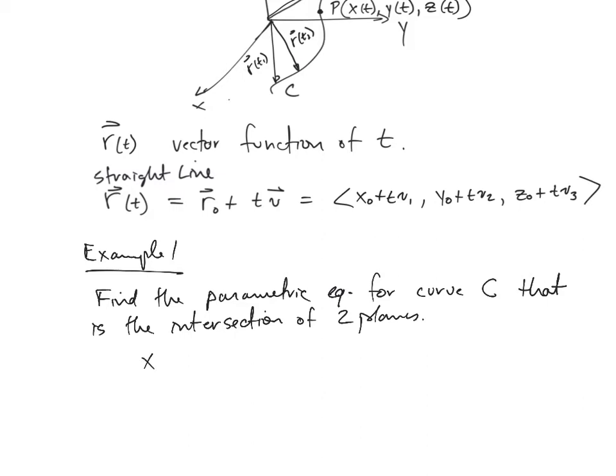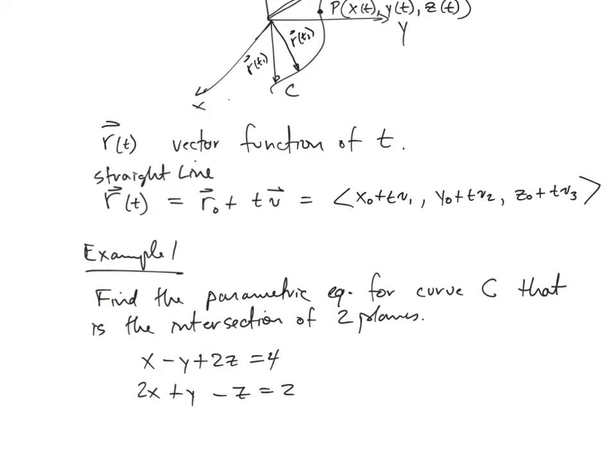So we've got one plane equation, x minus y plus 2z is equal to 4. We've got 2x plus y minus z is equal to 2. Two plane equations, somewhere they presumably intersect. What is the parametric equation for that?